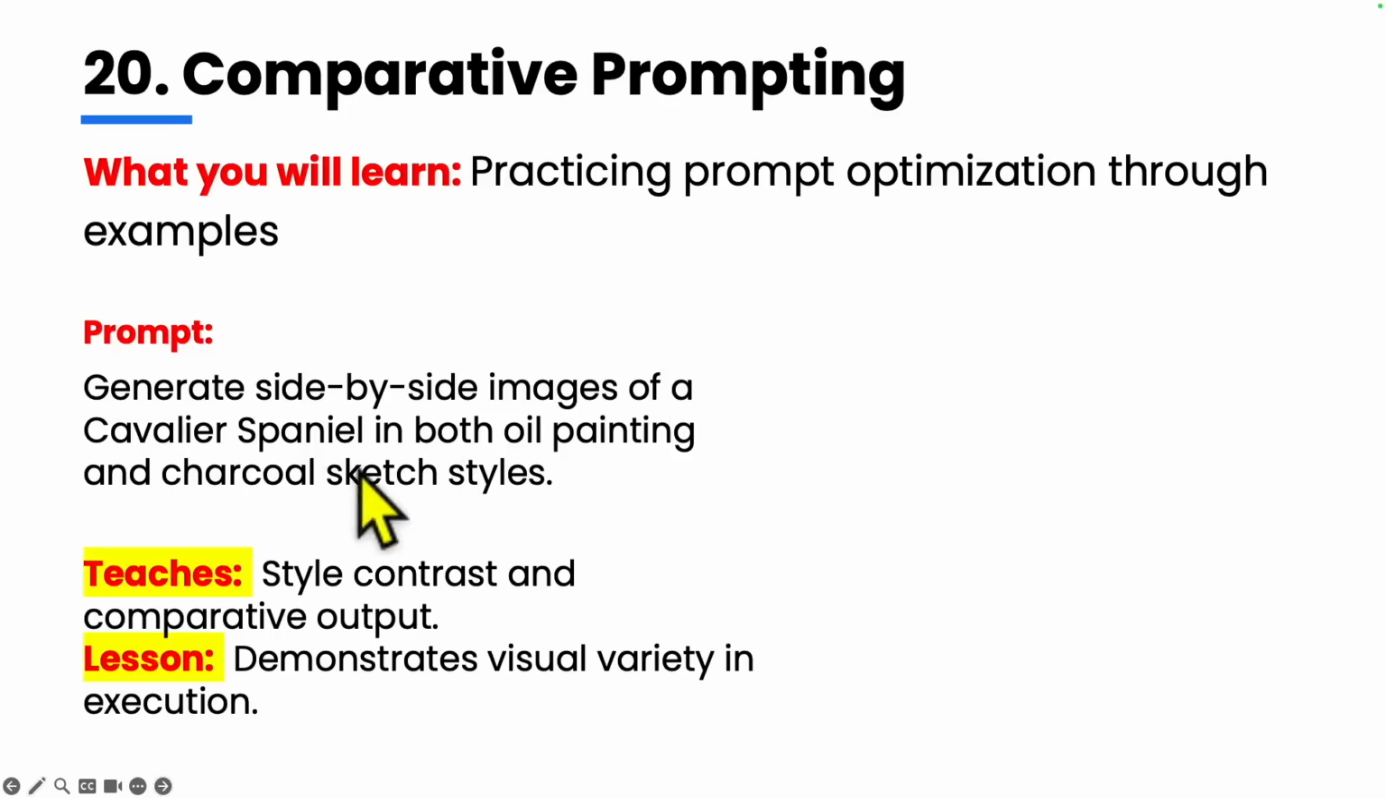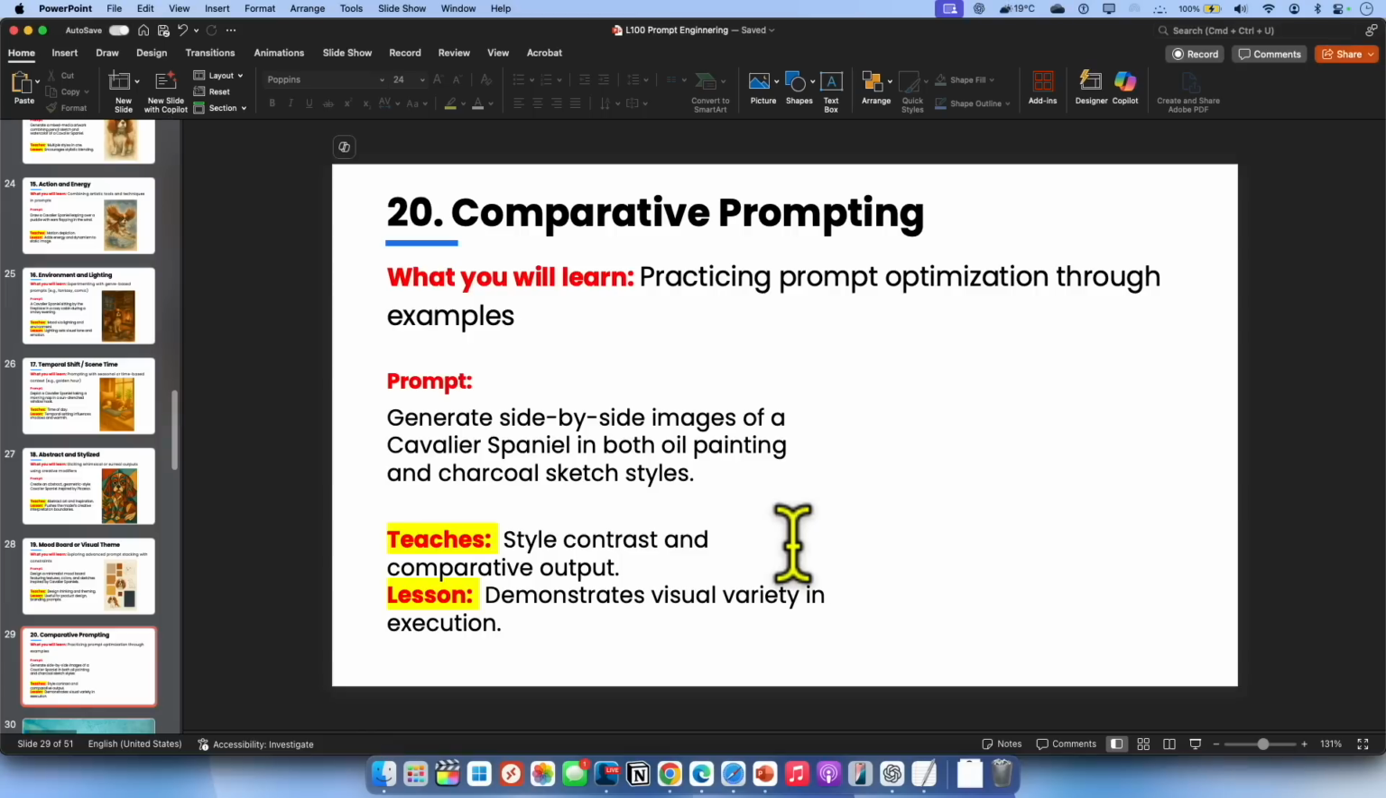What it is trying to teach us here is the style and contrast and comparative output. It is good to look at two different pictures to understand the comparison. It goes along the same lines if you're trying to purchase a solution, if you're trying to buy a phone or a car. It's good to use a prompt to look at the pros and cons, and try to spot the differences between the two things you're trying to compare. In this lesson, it demonstrates the visual variety in execution. Let's see what output we have got.